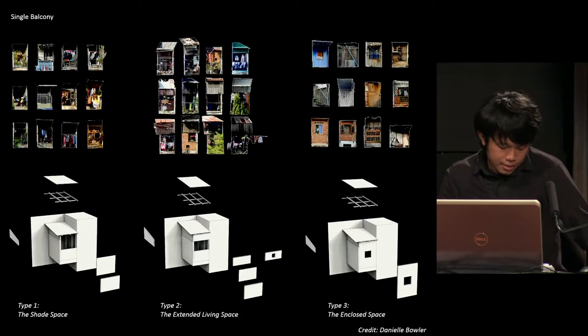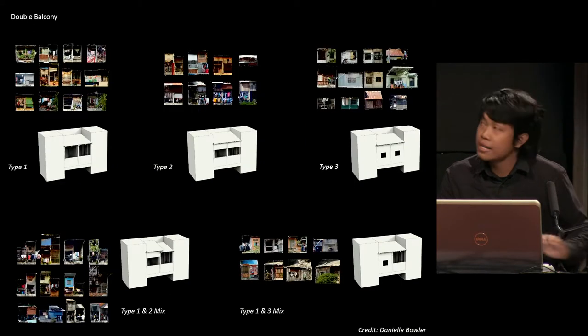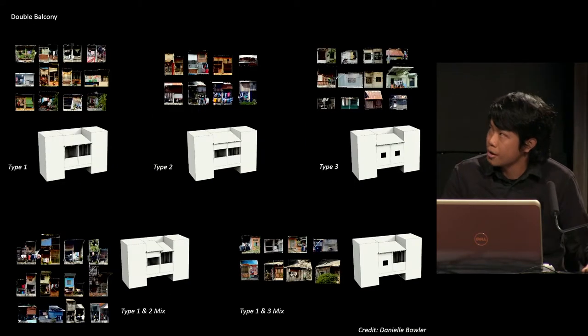Related to the typology of built-out spaces, there are two kinds: single balcony, which we can divide into three types, and double balcony, which we can divide into five types.